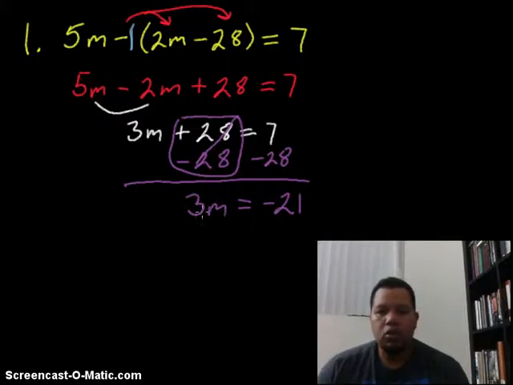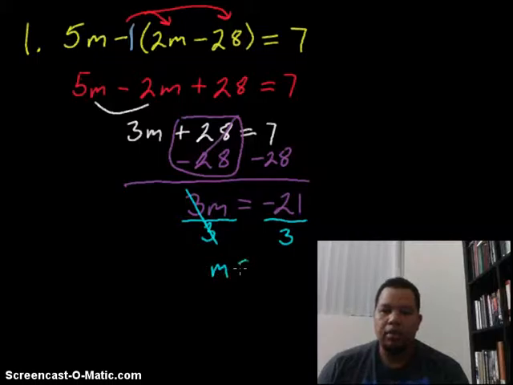And I'm going to continue using the strategy, or the properties of equality here. I want to isolate the m. It's being multiplied by 3, so I can divide by 3 to get m by itself. And again, whatever I do to one side, I do to the other because of the property of equality. So I end up with m equals a negative 7.